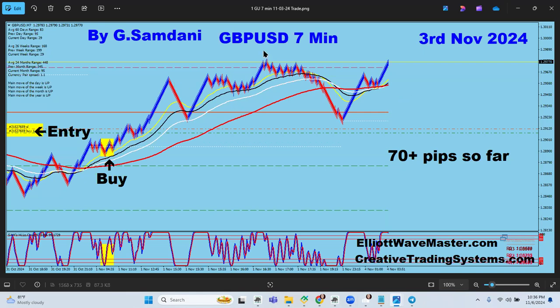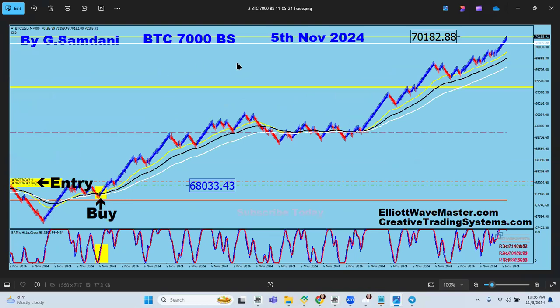This is the Pound USD trade. Entry was last Friday and closed on Sunday for 70 pips, from the 7 minute chart. The next trade, on the 4th, was nothing, very quiet because, again, it was the day before the election. Calm before the storm, right?